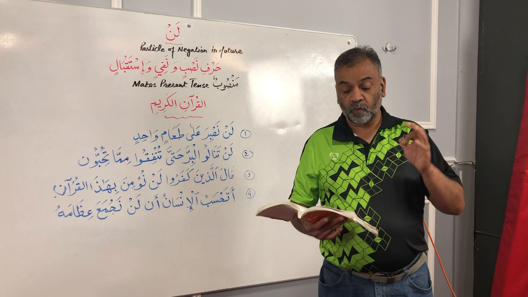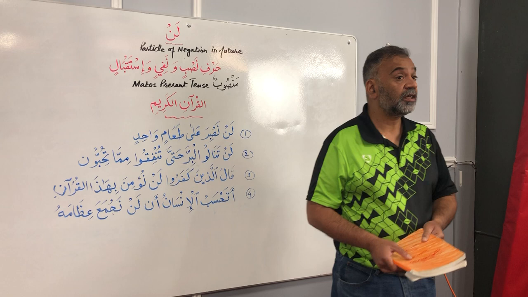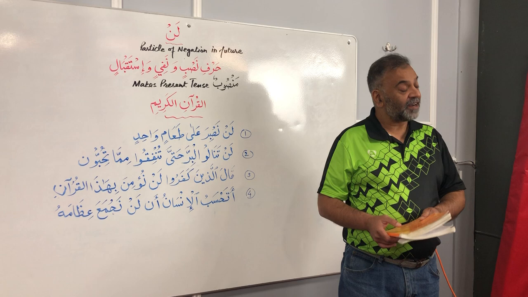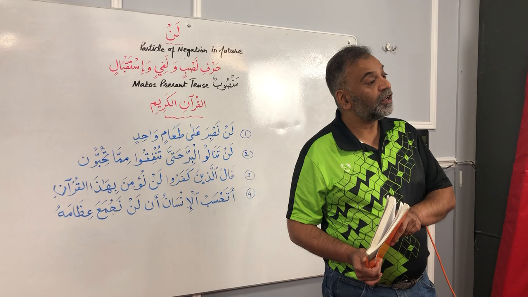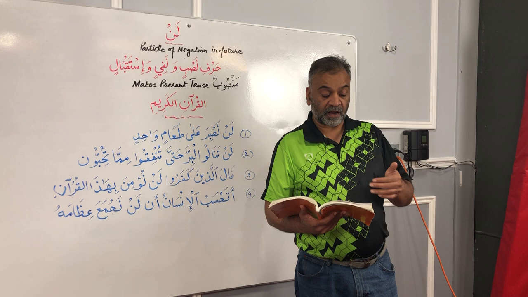Wa ma wajadtuhu. Wajad, tu, who? Fail, file, and mafulun bihi. Right? Where is the fail? Wajad. Where is the file? Tu. Where is the maful? Hu. Right? So there are three words in there. And ma, I did not find it.